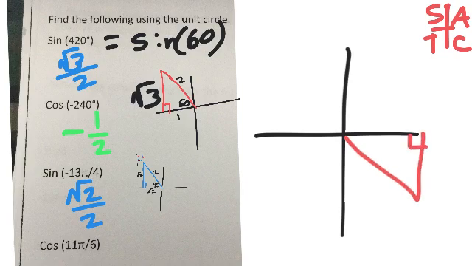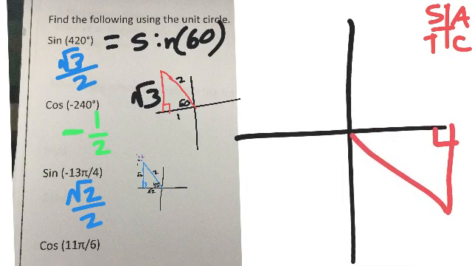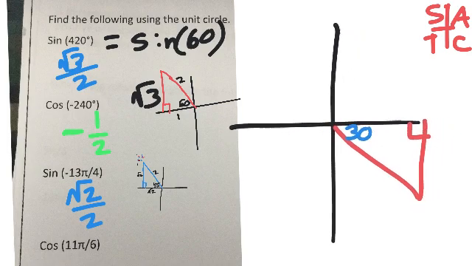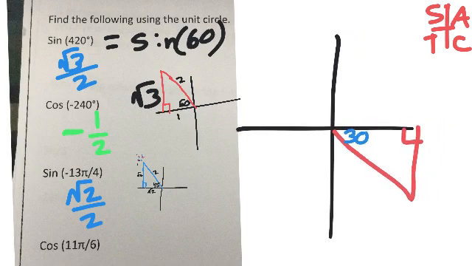I know pi over 6 is 30 degrees. So if I was pi over 6 short, then that means I was 30 degrees short of a full revolution. Therefore, my central angle is a 30-degree angle. So this is a 30, 60, 90 special right triangle.